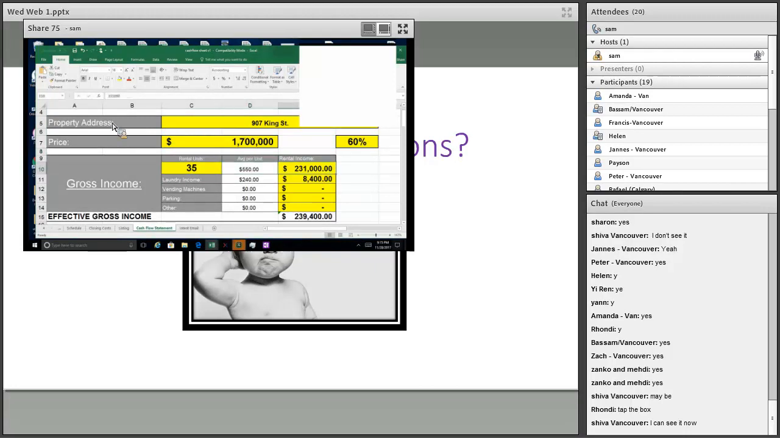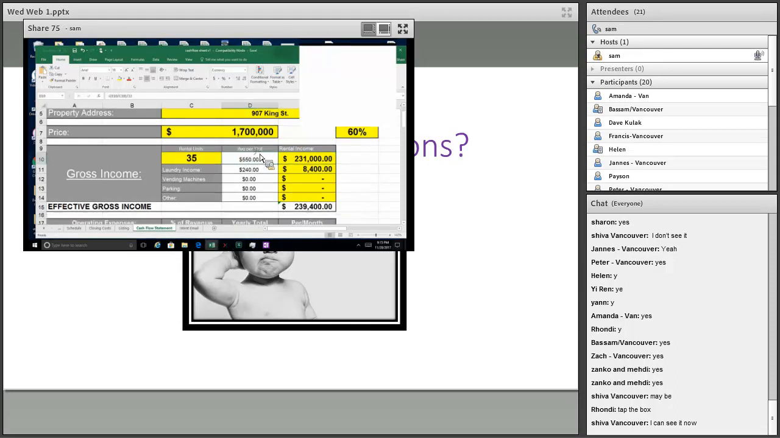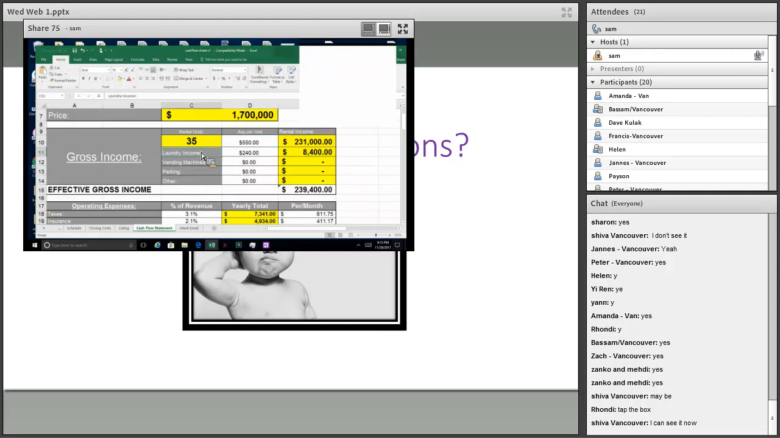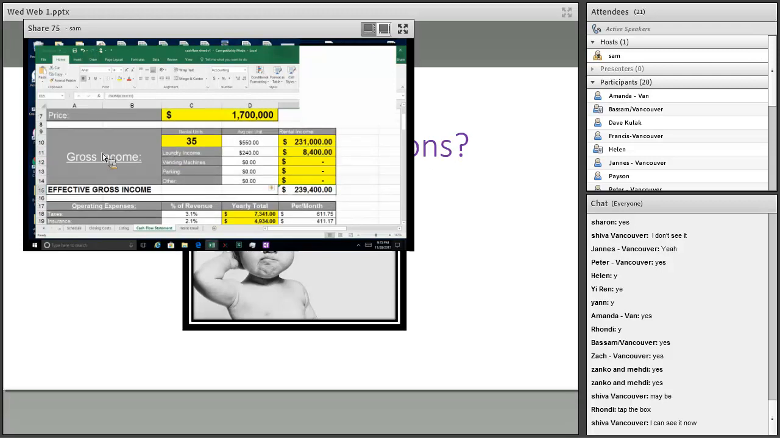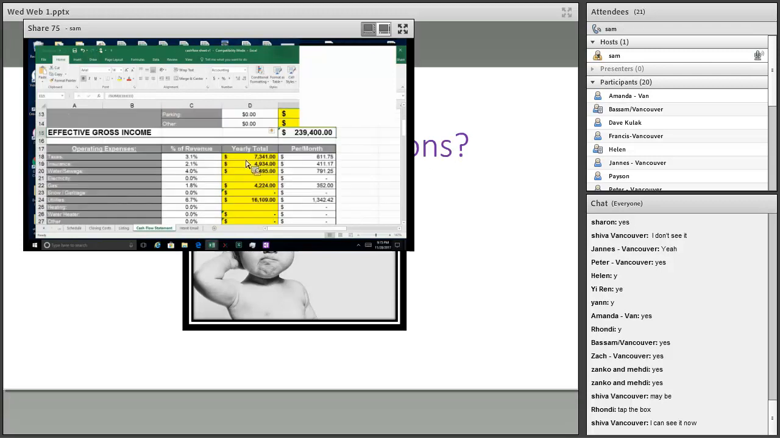Total rental income on this property is $231,000 per year. It'll automatically break out the average per unit right there for you. Okay, and we have laundry income. It's $700 a month, which is another $8,400 for the year. Total income is $239,400.